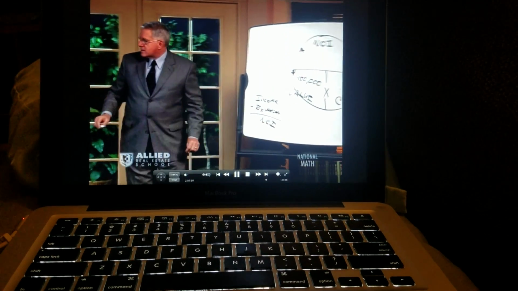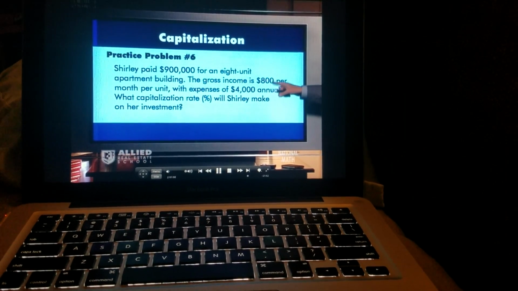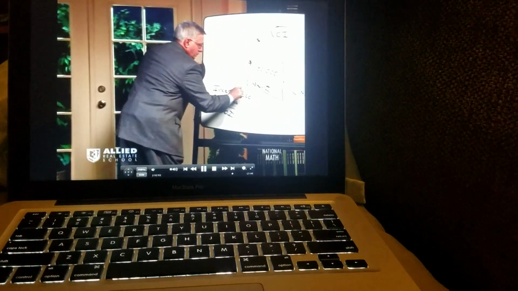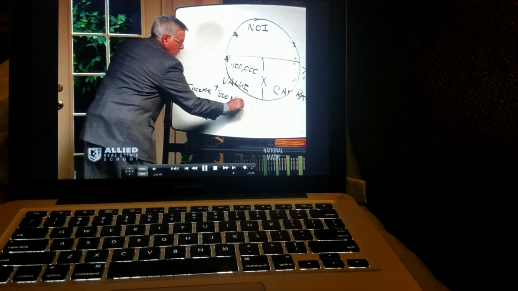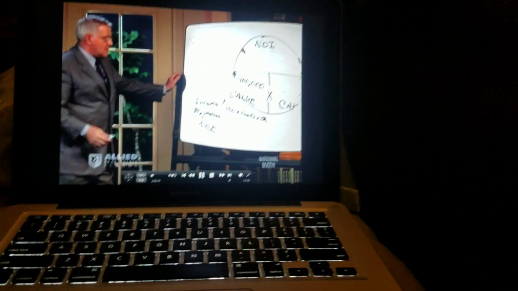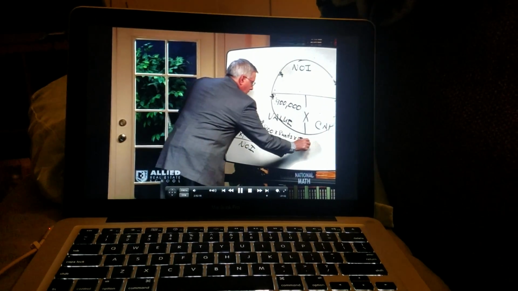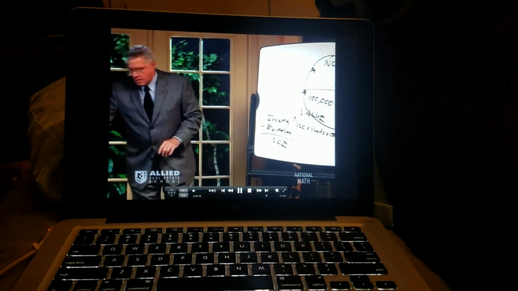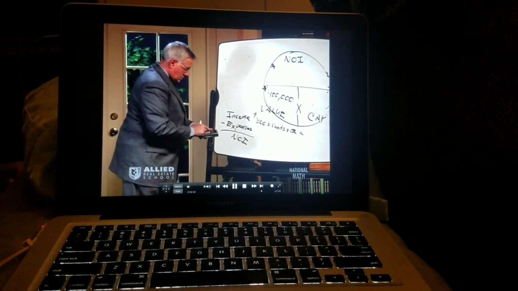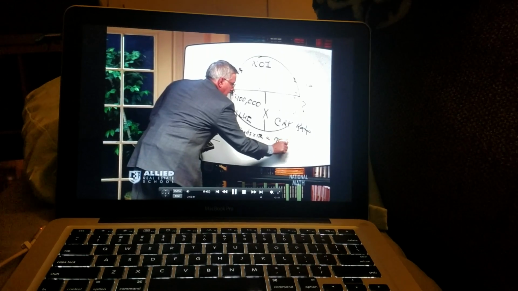Okay? So our income here is 8 units at $800 per month per unit. So our income has got to be $800 times 8 units times 12, right? Because we're always going to calculate this annually. It's like the annual interest in the interest rate problem. We're always going to work annually. So, grab my calculator on that. And that should be $76,800.